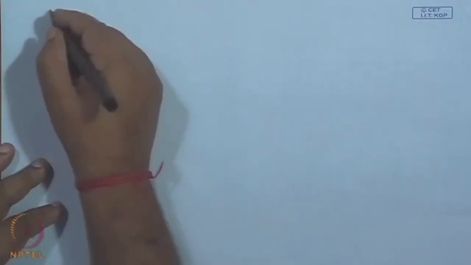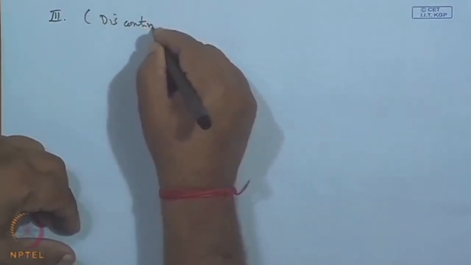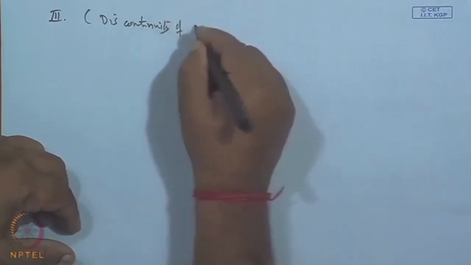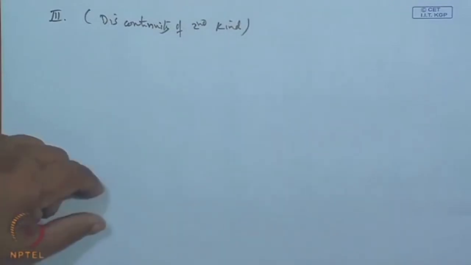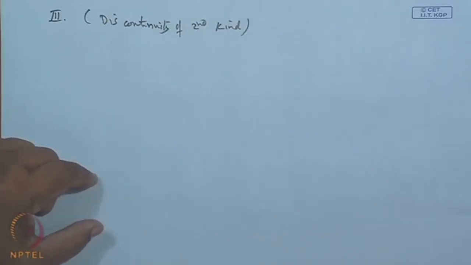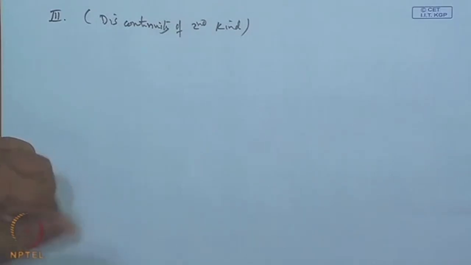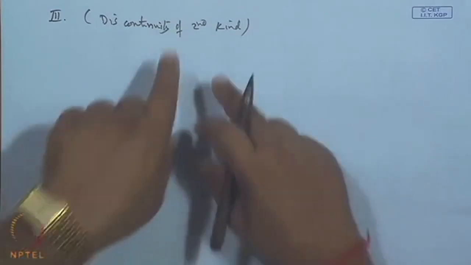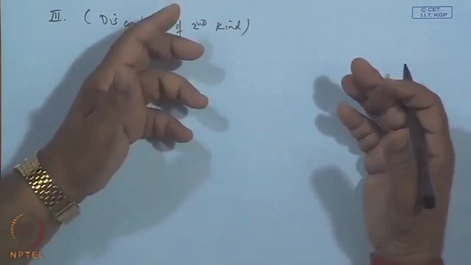So this is the third type of discontinuity, which we call a discontinuity of the second kind. Now, what is this discontinuity of the second kind? It is when the left hand limit and the right hand limit both do not exist.